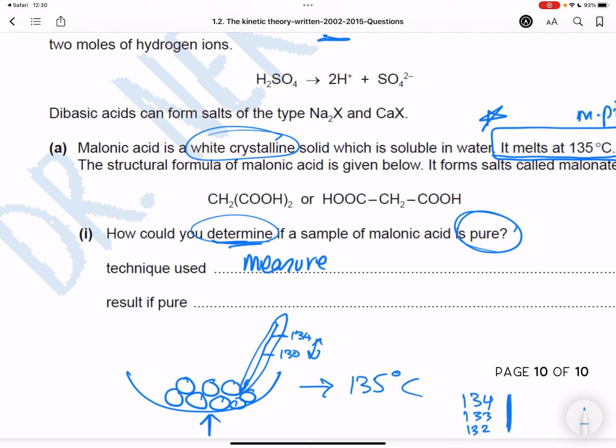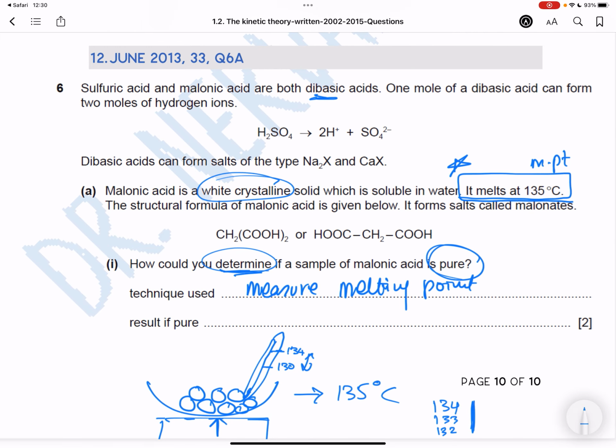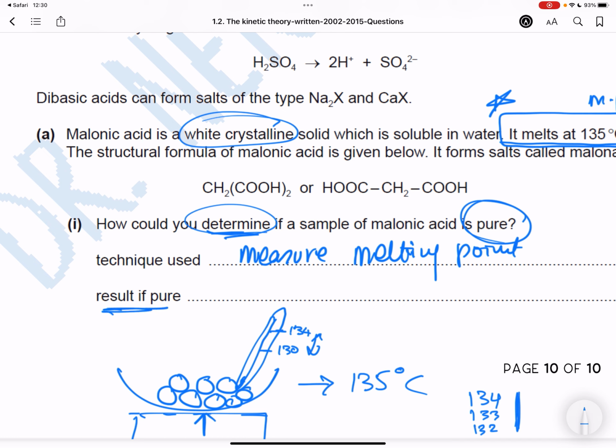You will go to the lab, put this thing in a suitable container, probably a crucible or something, insert a thermometer, put this thing on a Bunsen burner. All right, make sure you're safe and measure the melting point. Why did I say melting point? Because you have this information. Plus, it's a solid, so boiling point is way too far. Result if pure: if it's pure, it will melt exactly at 135 degrees. I want you to write exactly right here. Exactly at 135 degrees.